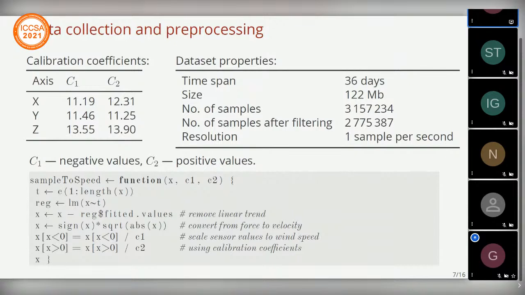Also, we noticed that ambient temperature affects values reported by our load cells. When the load cell heats up or cools down, it reports values that increase or decrease linearly in time due to the thermal expansion of the material. So we removed this linear trend from the measured values using linear regression.